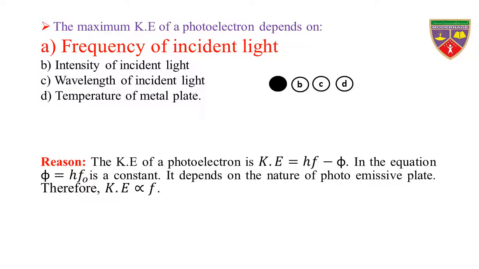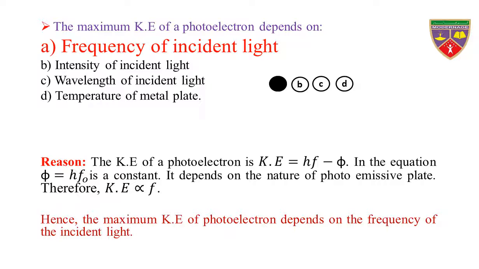Reason: the kinetic energy of a photoelectron, KE, is equal to hf minus phi. In the equation, phi equals hf naught, a constant. It depends on the nature of the photoemissive plate. Therefore, kinetic energy is proportional to f. Hence, the maximum kinetic energy of a photoelectron depends on the frequency of the incident light.